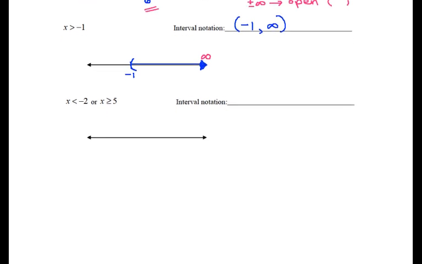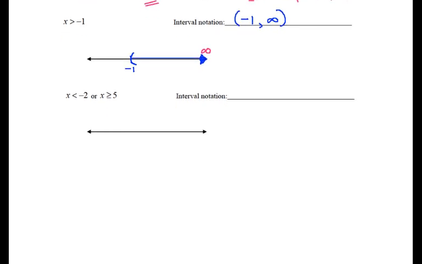Okay, finally with an OR statement, that means we're taking a union between these two sets. So I'm just going to draw both of them on the same number line. -2 is left of 5, so the first thing I'm going to plan out in advance is just where to write these numbers. And I have x is less than negative 2, which is an open bracket and going to the left. And I have x is greater than or equal to 5, which is a closed bracket and reading to the right.